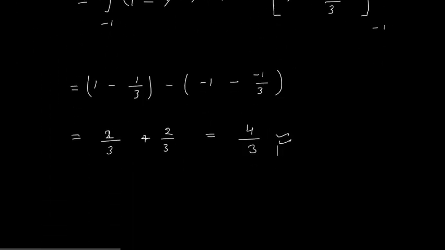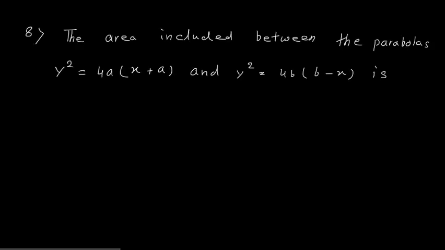That was question number 7. Now let us move to question number 8. The 8th problem is: find the area included between the parabolas y² = 4a(x + a) and y² = 4b(b - x). We have to find the area included between these two parabolas.